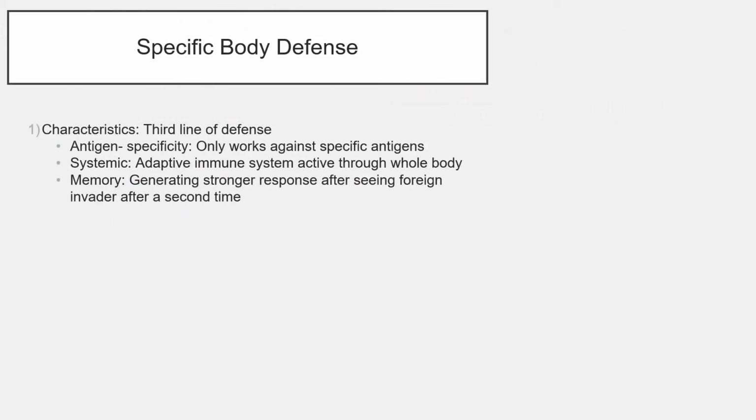The specific body defense is the adaptive defense. It is the third line of defense. The three characteristics of the immune system include antigen specificity, which only works against specific antigens; systemic, meaning the adaptive immune system is active through the whole body; and memory, which is generating a stronger response after seeing the foreign invader for a second time.